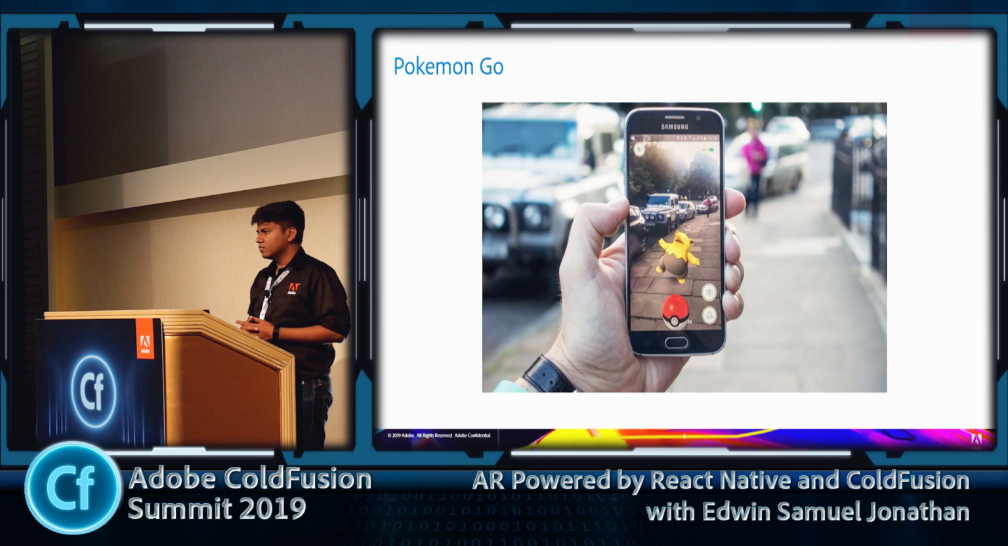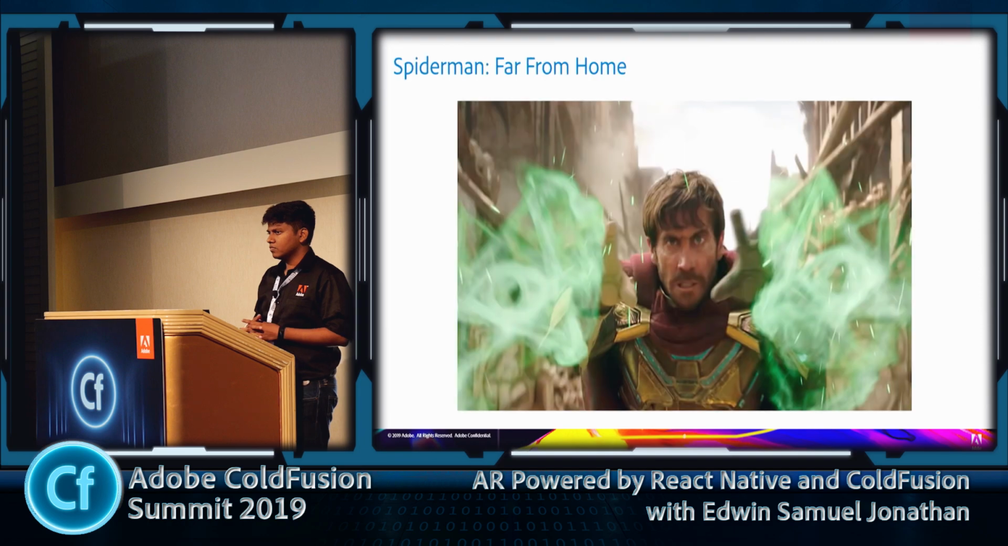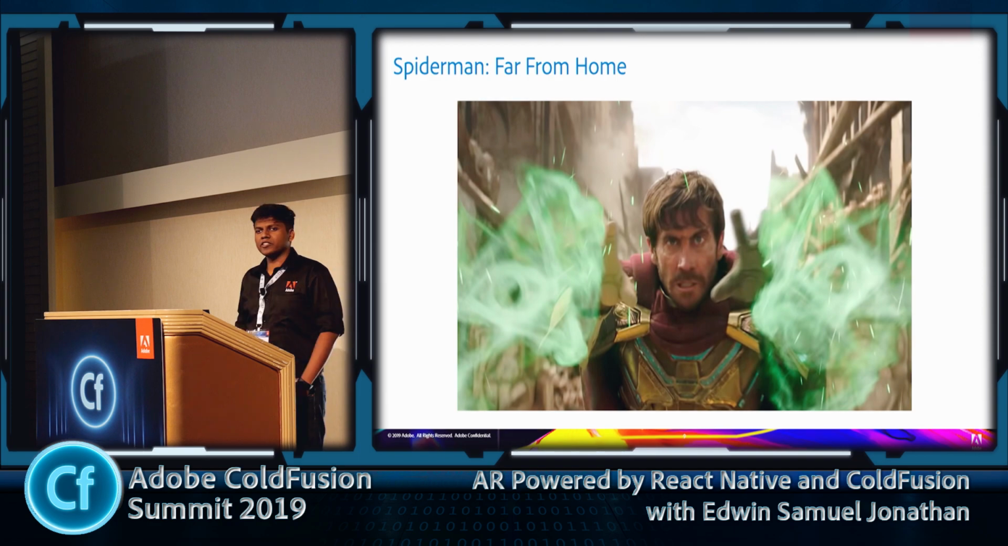The second is Spider-Man: Far From Home. I'm pretty sure a few of you will have seen it. If you've not seen it, this is Jake Gyllenhaal, and he plays the role of a villain who actually acts as a hero called Mysterio. And you can see he's emitting some sort of magical stuff, but all of that is not real. He uses augmented reality to convince people that he's a superhero.